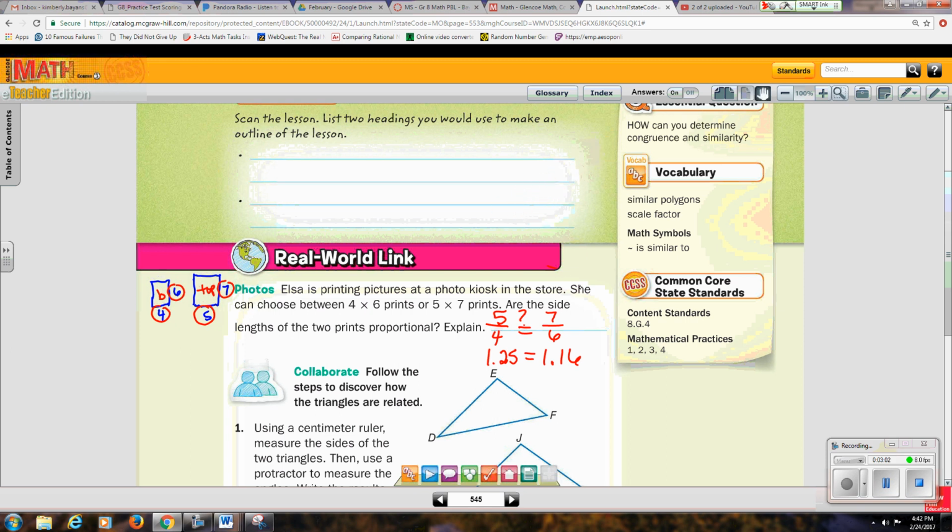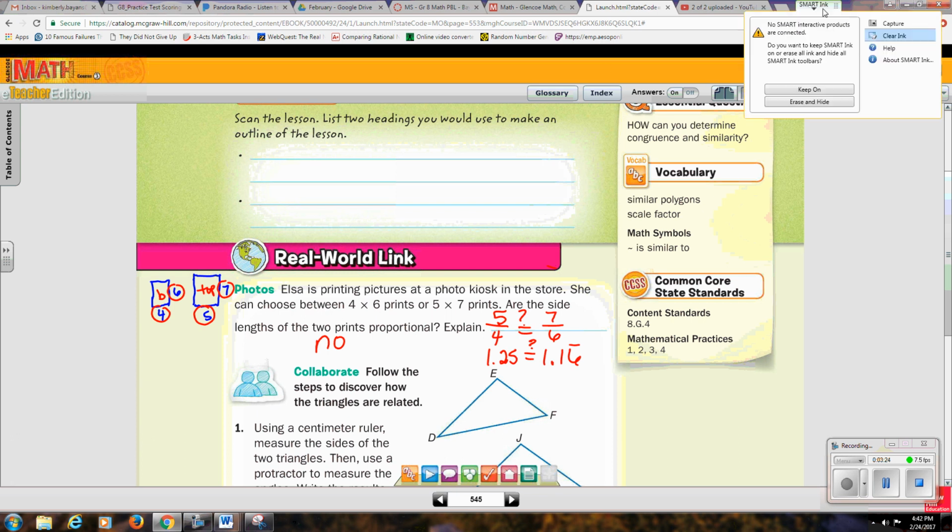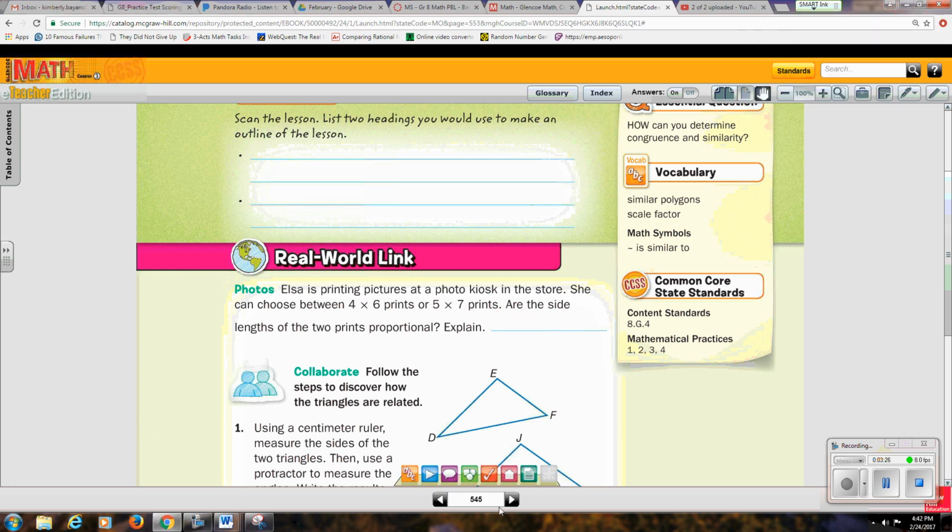Okay, so are these equal? Well, as you can see, they are not equal. 1.25 does not equal 1.16 repeating forever and ever. So these are not proportional, because the ratio of the sides are not proportional. Okay, that's just a quick little review, and that's what we've already been doing. You've been doing most of this, which is nice. So hopefully you'll realize that a lot of this is review.